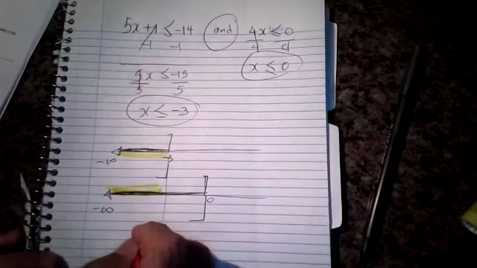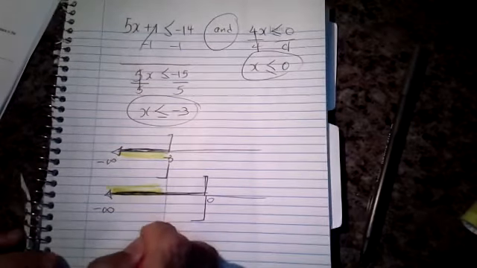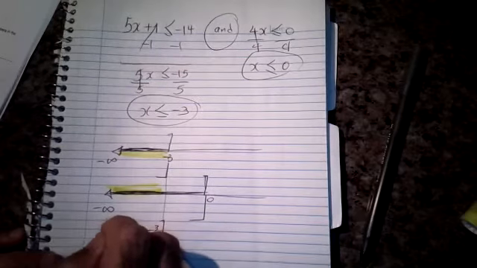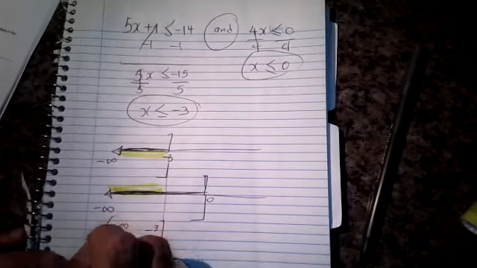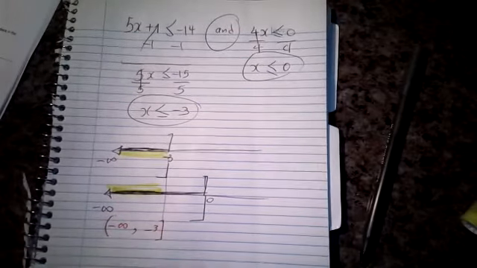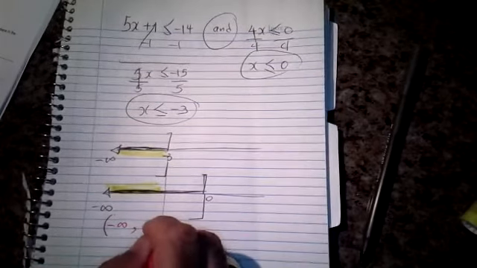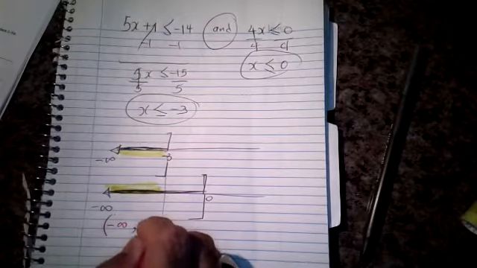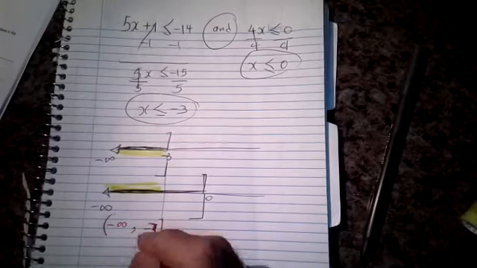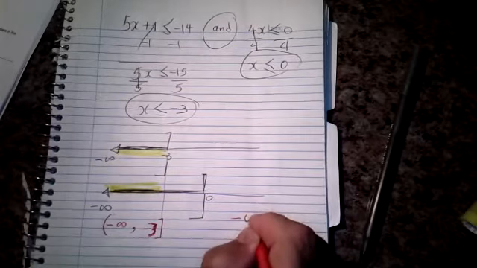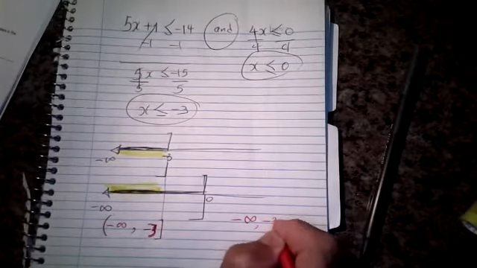So it would be minus 3 bracket, minus infinity. Infinity always takes a parenthesis, never takes a bracket. So that's how you write answers. Minus infinity, comma, minus 3.